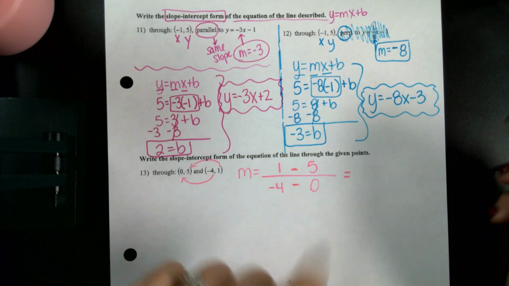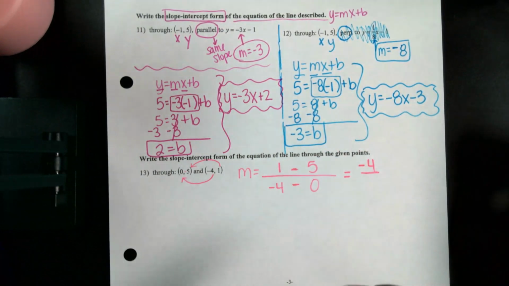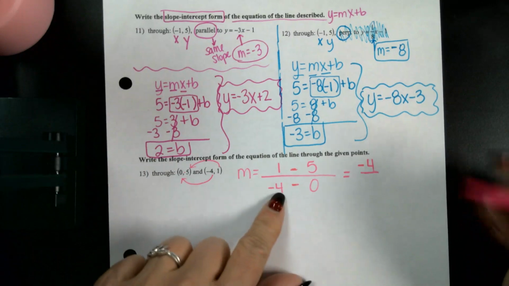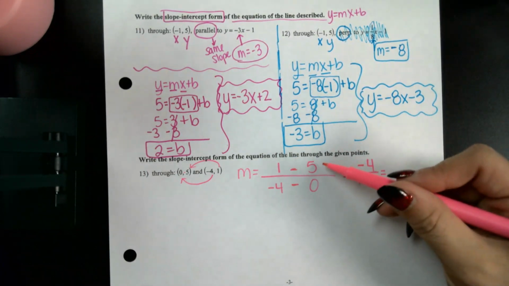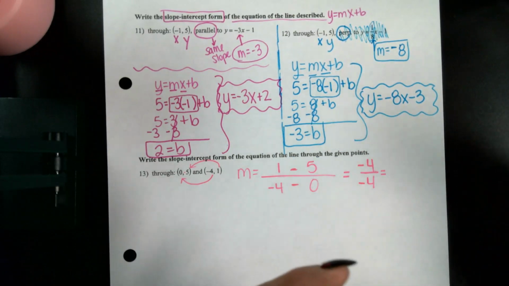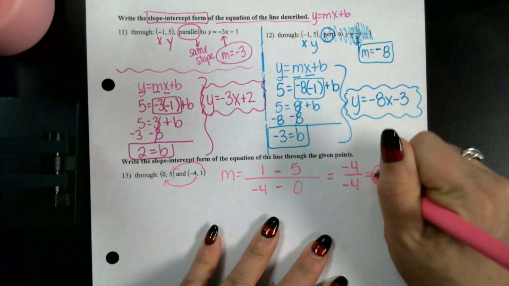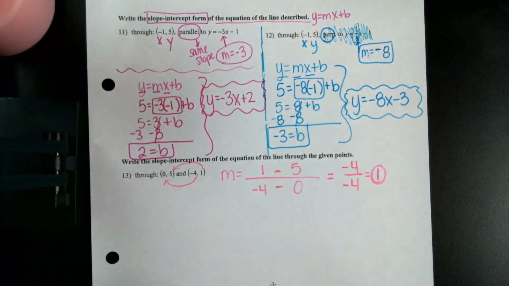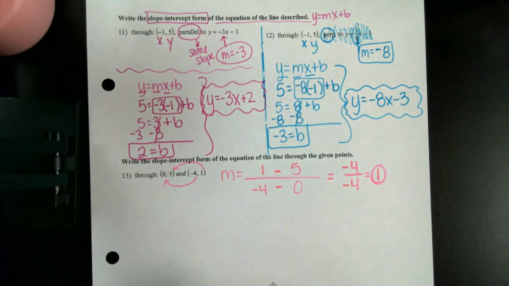So 1 minus 5, -4 for me, depending on which way you guys set it up. The bottom is also going to be -4. So you might have +4 over +4. I have two negatives, but either way, we're still going to get a positive what? +1. So our slope is 1. Okay, so that's the first part.